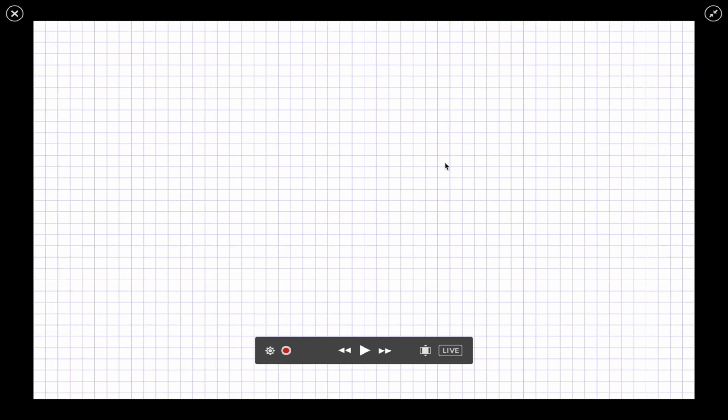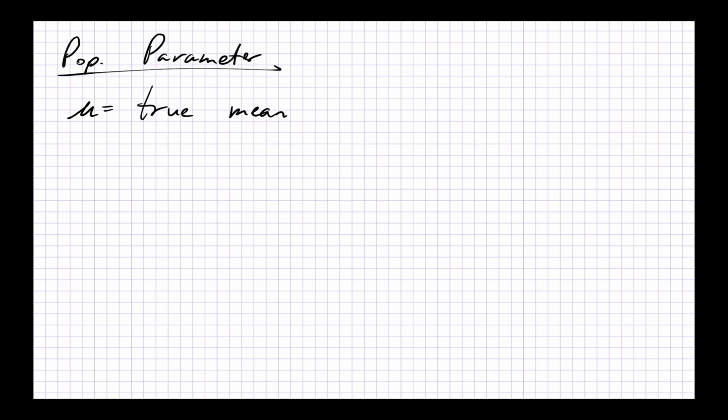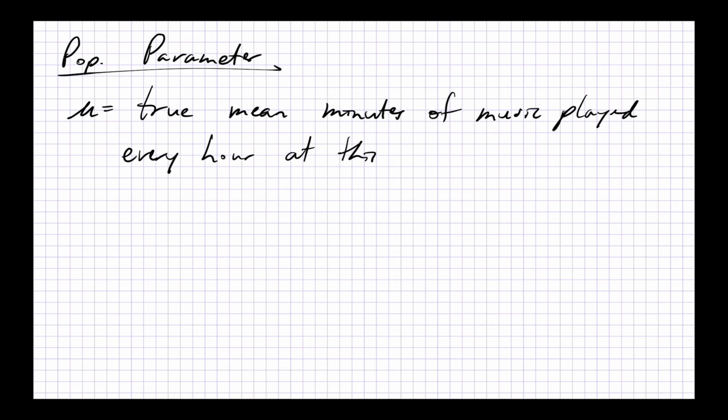Okay, so population parameter. Mu equals true mean. What do you guys write? True mean minutes of music played every hour. There you go. True mean minutes of music played every hour at this station. So we only looked at this station, right?